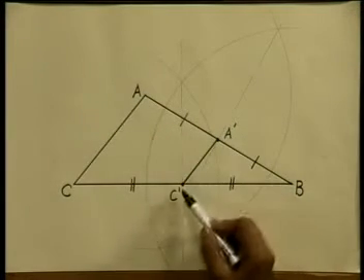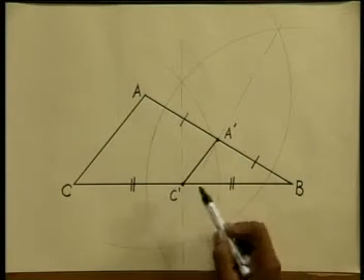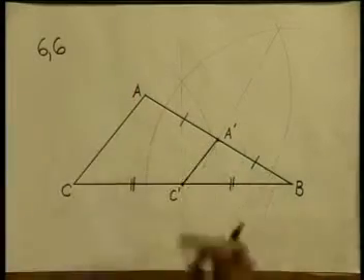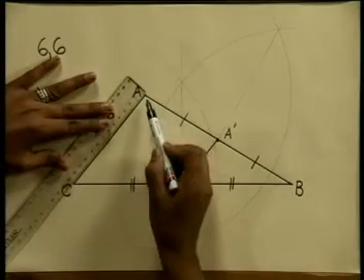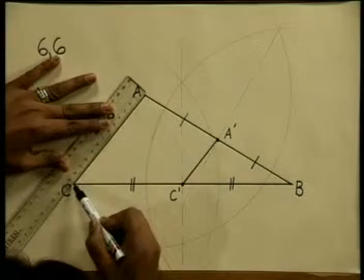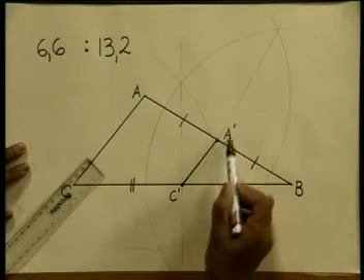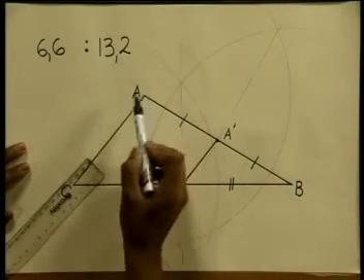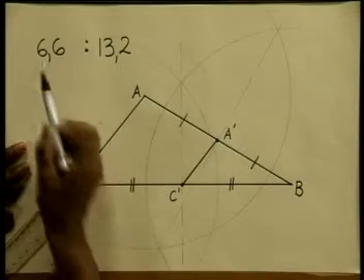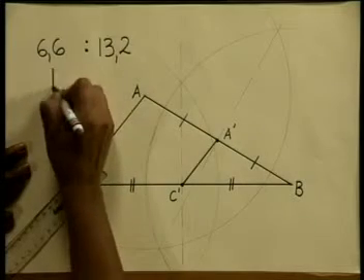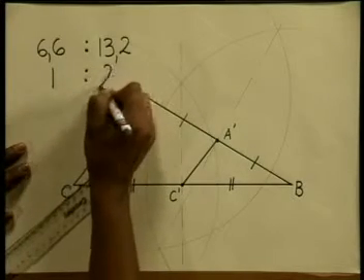Now, if we measure line segment A prime C prime, we see that it measures 6,6. And if we measure line segment AC, it measures 13,2. These two sides are proportional in the ratio 6,6 to 13,2, or 1 to 2. What do you think we would find if we measure the angles in both these triangles? Let's have a look.